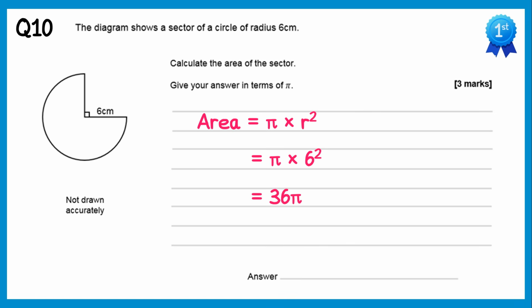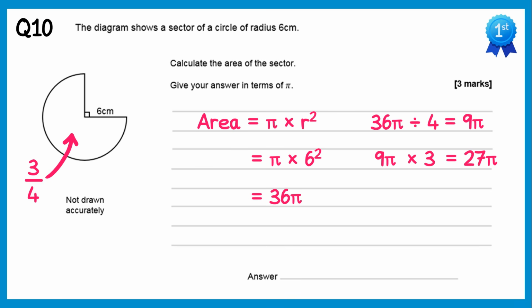Remember, in this question it said they want the answer in terms of pi, and we don't have a calculator. Now it's not a whole circle, it's actually 3/4 of a circle, so we need to find 3/4 of 36 pi. To do this, we divide it by 4, which gets 9 pi, and then times it by 3. So 9 pi times 3 gives 27 pi. And that's the answer to the question.